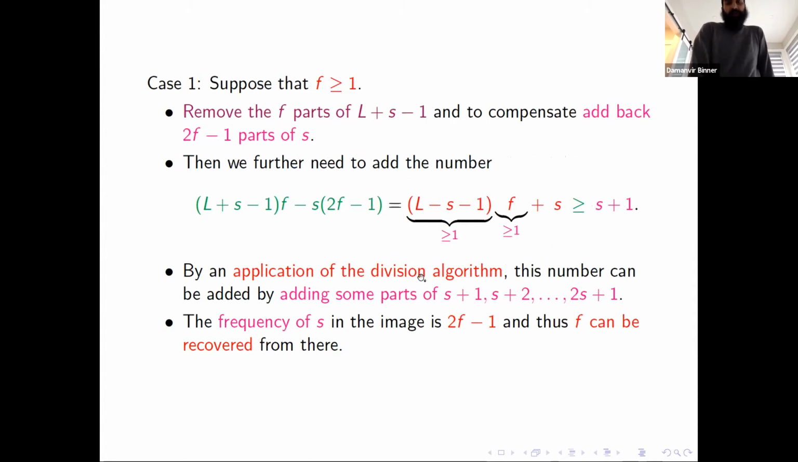And by an application of the division algorithm, we can express this number as a combination of s plus 1, s plus 2, till 2s plus 1. Basically, we are saying that this forms a reduced residue system mod s plus 1. So we can add the difference by adding appropriate parts of these numbers. Thus we get the map phi in this case, and note that the frequency of s is 2f minus 1, and from there f can be recovered, and thus the map is injective within case 1.